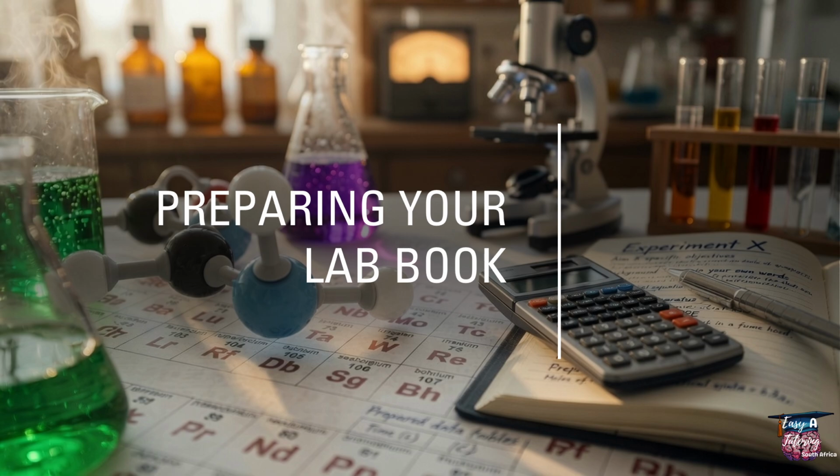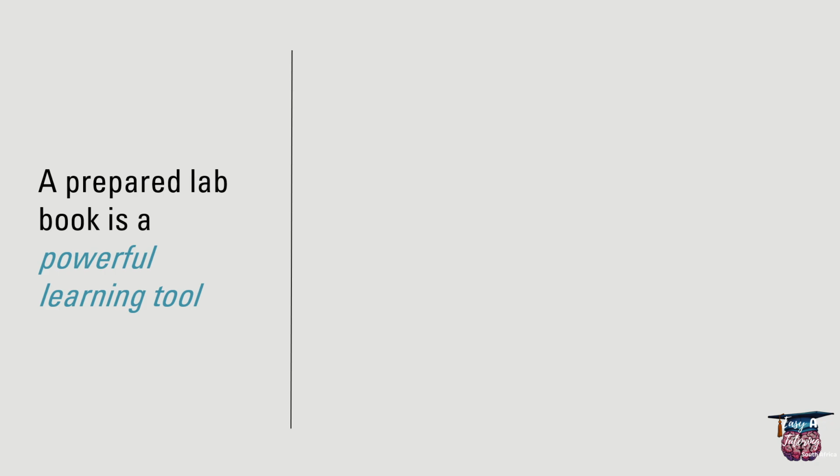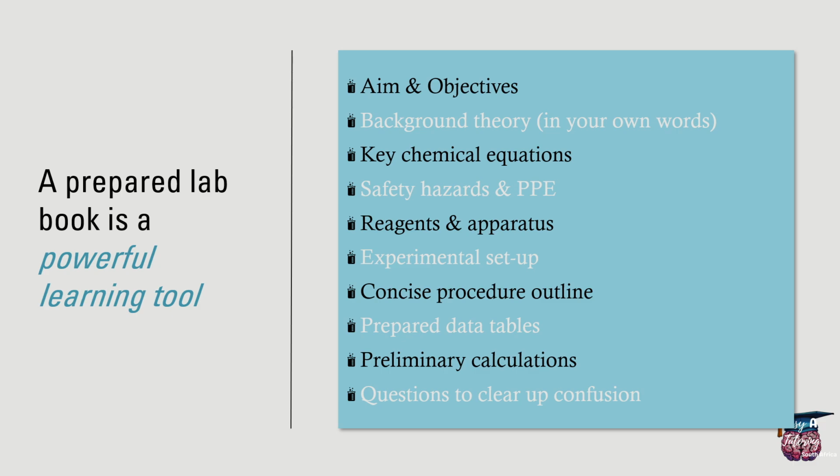Let's have a quick look at how to prepare your lab book. A prepared lab book is a powerful learning tool, and a typical outline is having an aim and objectives, background theory, which is typically written in your own words, key chemical equations, safety hazards and PPE, a list of reagents and apparatus, an experimental setup, a concise procedure outline, prepared data tables.